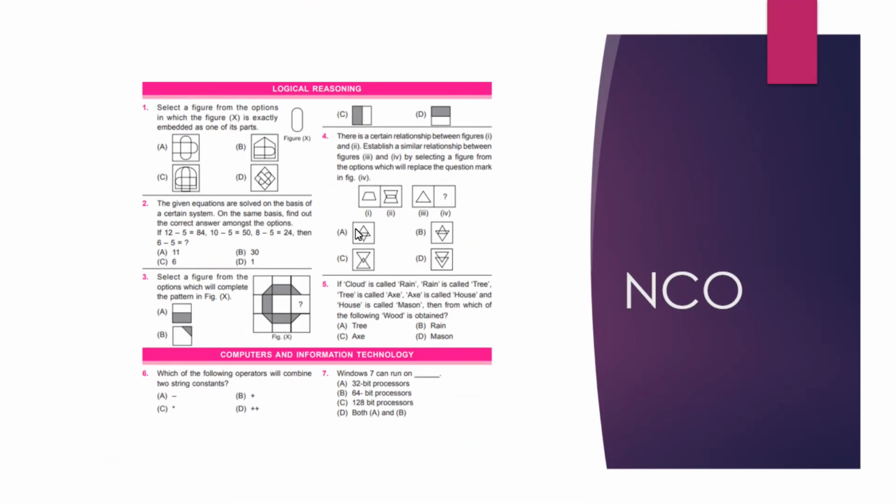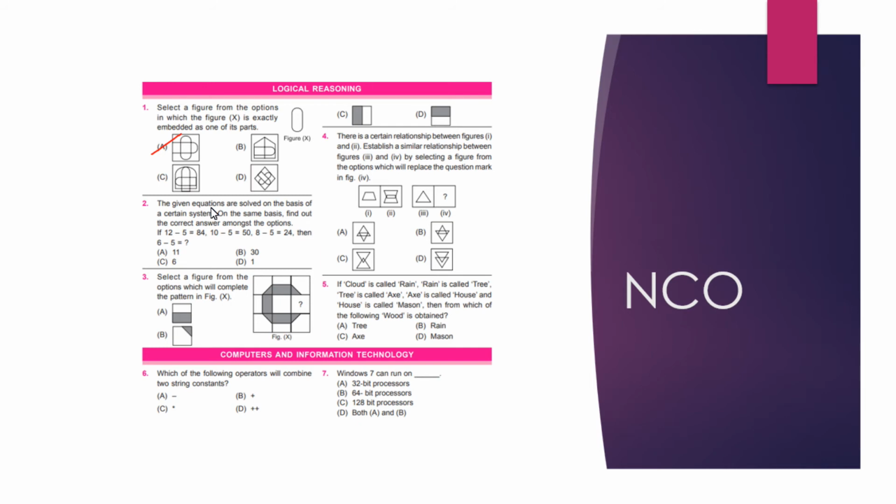Next we'll come to Cyber Olympiad. Select a figure from the options in which the figure X is exactly embedded as one of its parts. Okay, you can see A. The same thing is embedded here. So A is the answer.